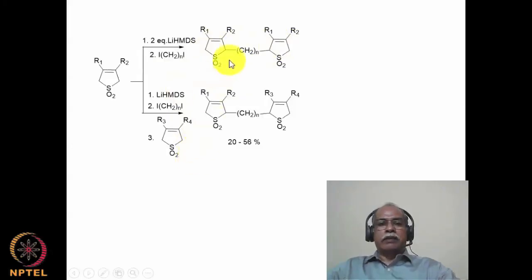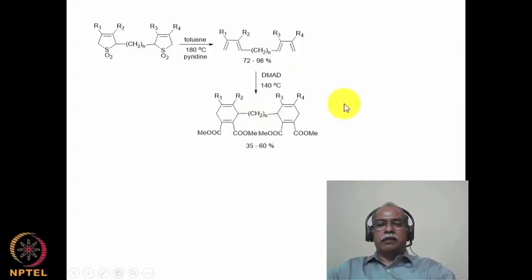You can have the same sulfoline reacting to give this particular molecule that is shown here. Alternatively, it can also react with another sulfoline molecule after the generation of the carbanion here. You treat it with 1 mole of the iodide to get just the monosubstituted derivative. Repeat the same process with a different sulfoline, and you get a different sulfoline attached to this. So it is possible to make both symmetrical as well as unsymmetrical methylene bridged sulfoline derivatives of this kind.